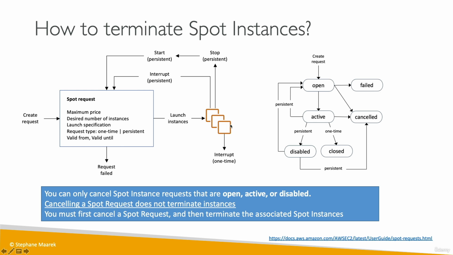Because if you were to terminate the Spot instances first, remember it goes back into the Spot request, and the Spot request says, okay, you wanted 6 instances, but I can see you have 0 right now. I'm going to launch 6 instances for you. So again, the right order to cancel and terminate Spot instances is to first cancel the Spot request to make sure that no new instances will be launched by AWS, and then you terminate the associated Spot instances. And I'm spending a bit of time on this because this is something that can come up in the exam.